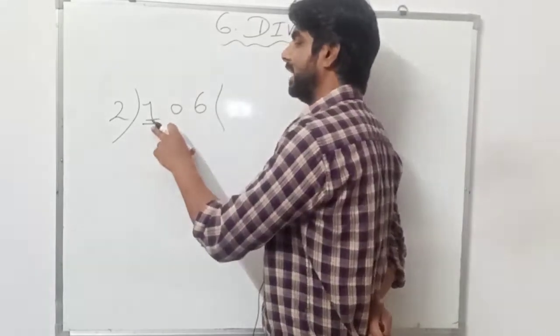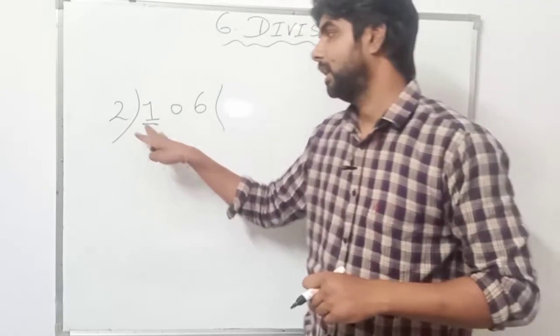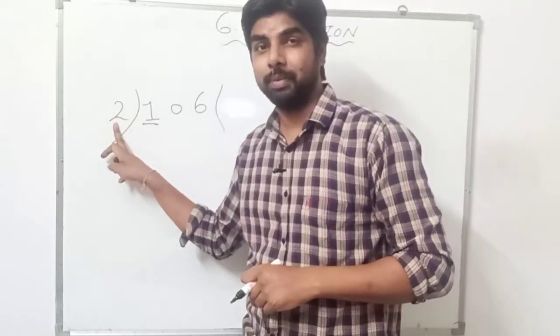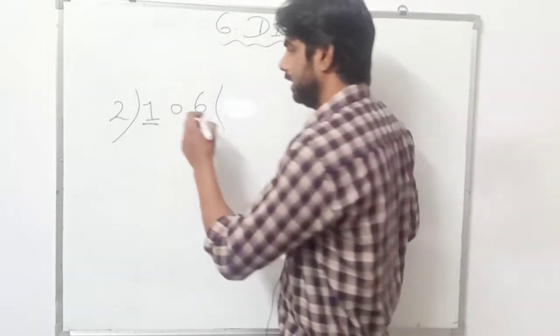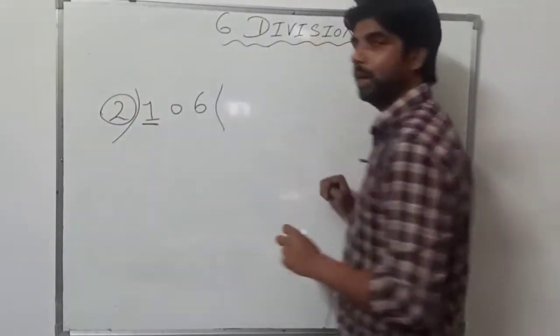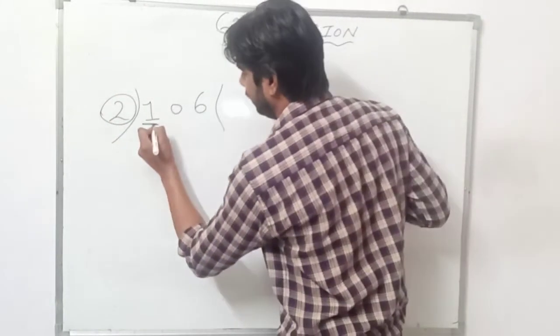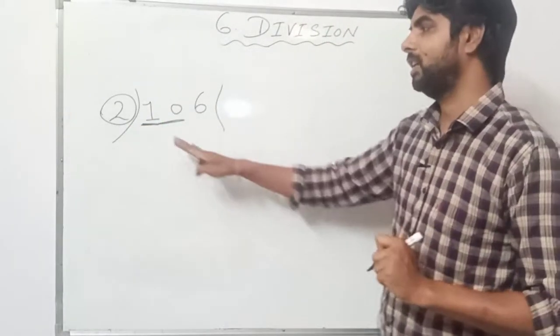So first we will check the first number. If the first number is smaller than the second number, what will we do? We will take 2 digits. Here it is 1, but 1 is smaller than 2. So what will we do? We will take 1 more digit. Now it becomes 10.